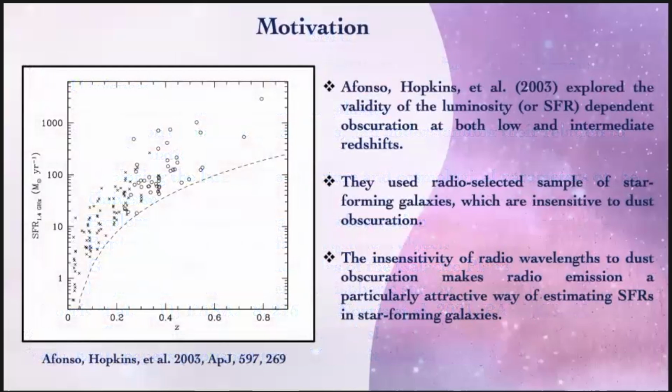The main motivation of the first part of this project came from following Afonso Hopkins et al. 2003. Afonso explored the validity of the luminosity or star formation rate dependent obscuration at different redshift bins. They used a radio selected sample of star forming galaxies, which are insensitive to dust obscuration. But in our case, we have radio detected samples that have been chosen from optically selected galaxies.